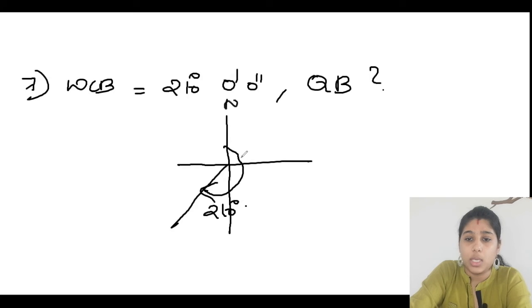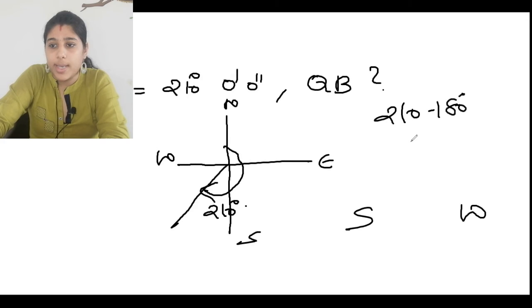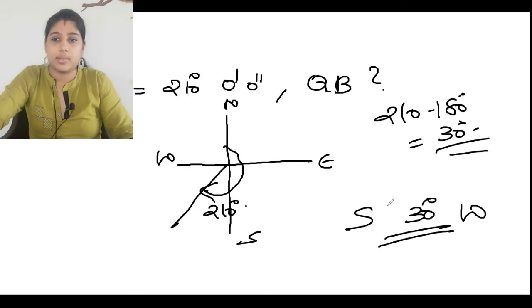So north, south, east and west. It will be surely lying between south and west. And 210, that means from 210 you have to subtract 180 degree, so you will get the answer 30 degree. So south 30 degree west is the answer.